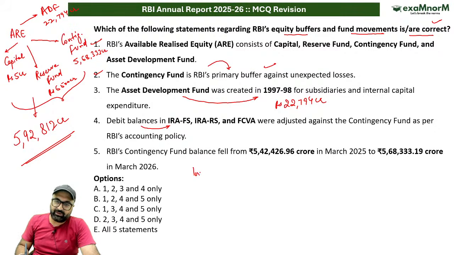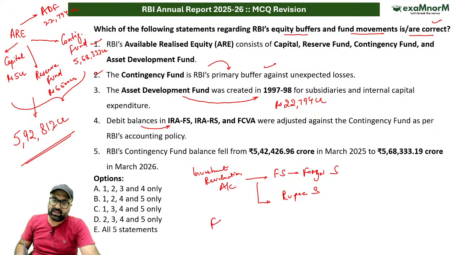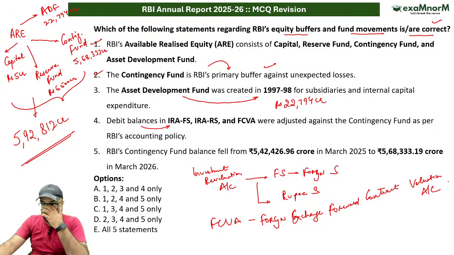Now, investment revaluation account. So when we use this term investment revaluation account, we have FS, which stands for foreign securities, then we have revaluation account rupee securities, as well as we have FCVA, that is foreign exchange forward contract valuation account. Now, about the logic of these three accounts, first we need to understand the revaluation account.